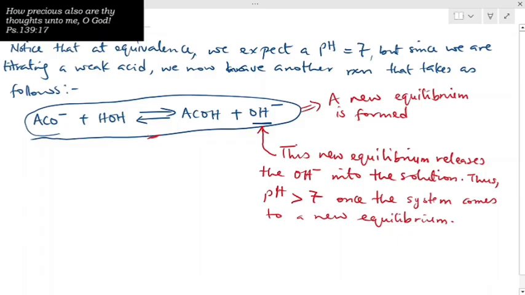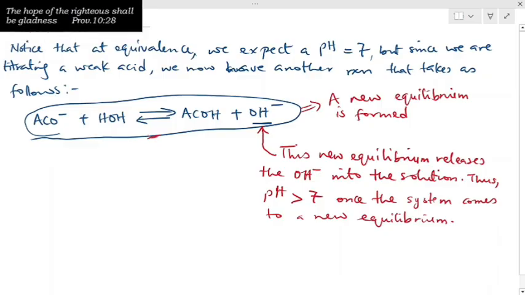Therefore, if there is ACO minus floating around, it is going to do everything it can to pull a hydrogen ion from any source that is available to become what? Acetic acid. Now the only other source of H plus in solution is what? The water in which the acetate is floating around.